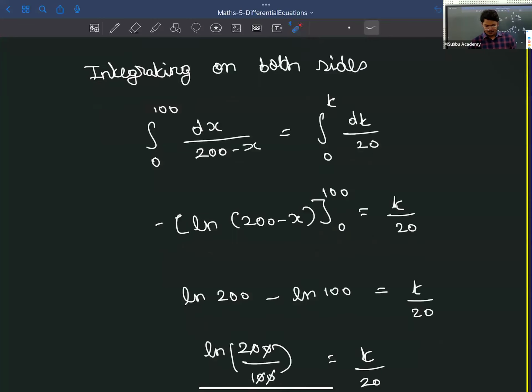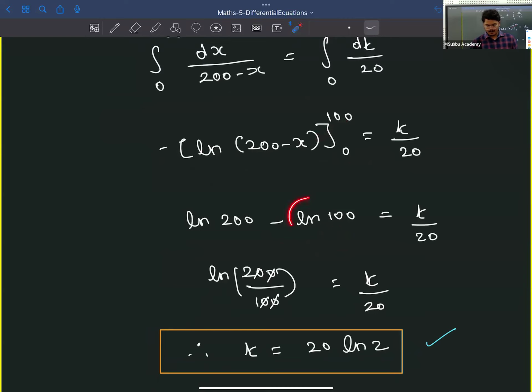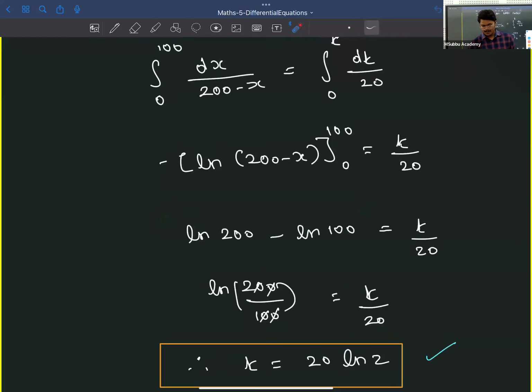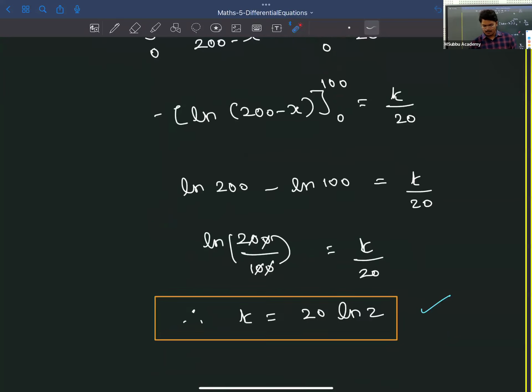Just substitute them. After substituting, when you substitute 100, you get ln 100, and when you substitute 0, you get ln 200. So multiply the minus inside, and we get ln 200 minus ln 100. When you're integrating dt by 20 from 0 to t, you directly get t by 20. When you substitute 0, you get 0. So directly substitute t, so this value will be equal to t by 20.